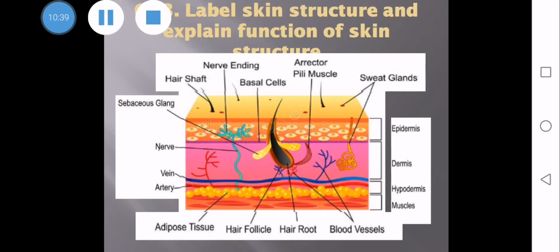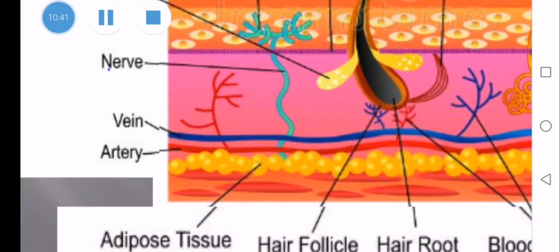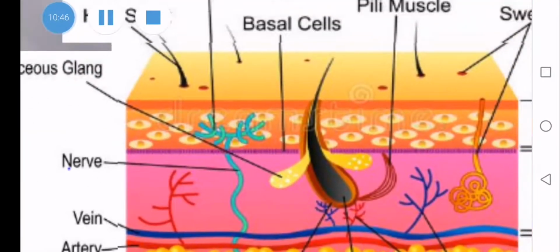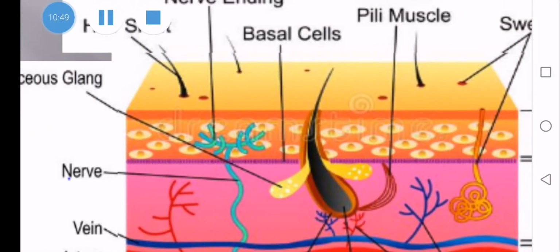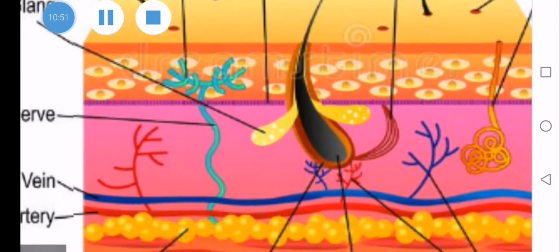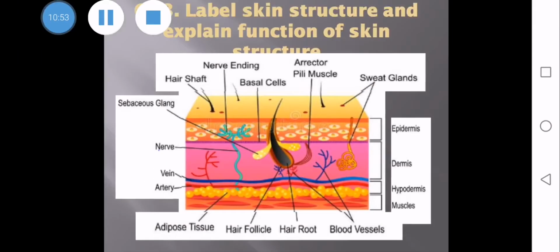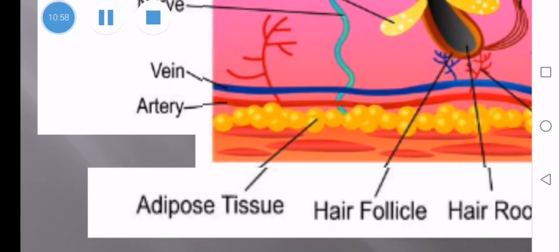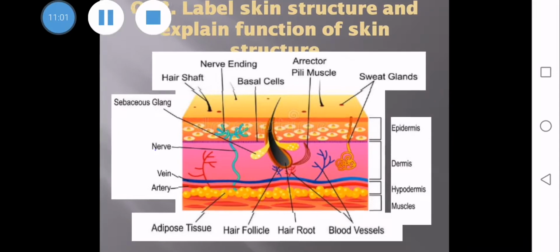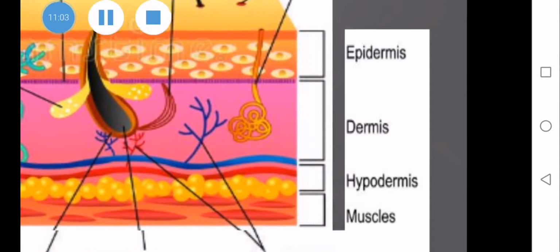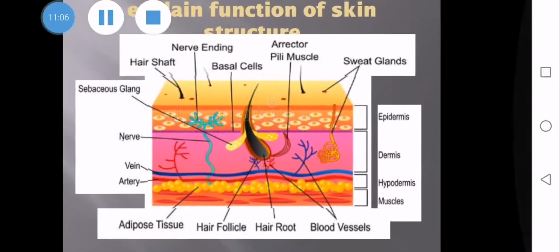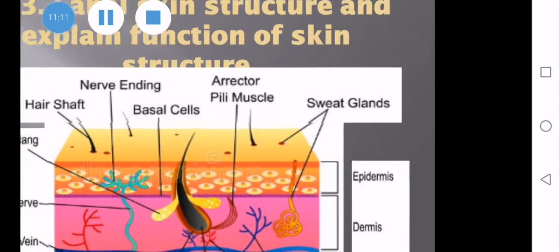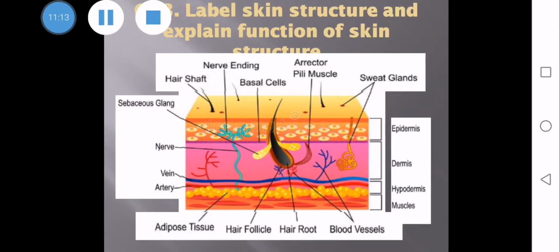Here, as you can see, the hair, and here are the nerve endings. Then there are some glands, and this is the hair follicle in which the hair is embedded, and these are the hair erector muscles. Here you can see the hair follicle and hair papilla. These are the adipose tissues in the dermis layer, and here you can see your epidermis, dermis layer, hypodermis, and then your muscles. And here are the sweat glands present on the skin, through which the sweat is coming out from the body.